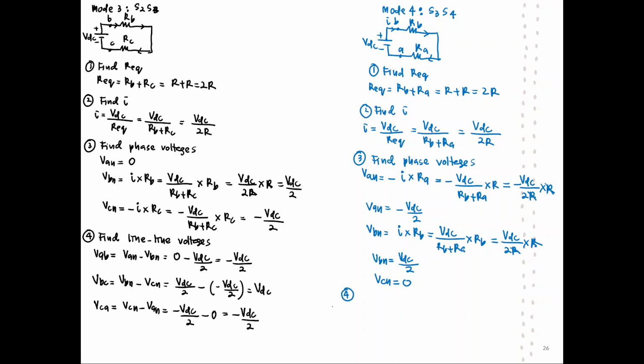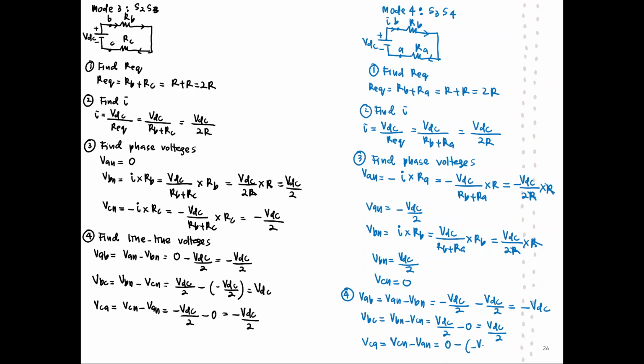And then the next step, your VAB: negative VDC over 2 minus VDC over 2, you will get negative VDC. VBC is VDC over 2 minus 0, so you get a positive VDC over 2. And VCA is 0 minus negative VDC over 2. So you will get a positive VDC over 2 for VCA in mode number 4.